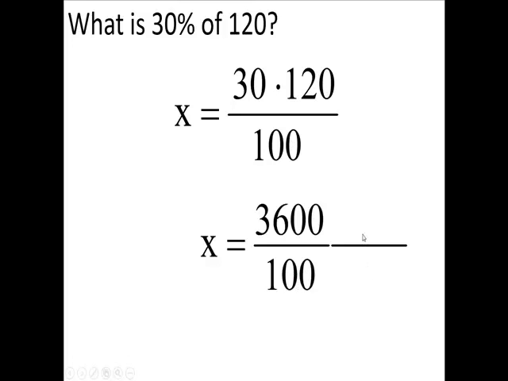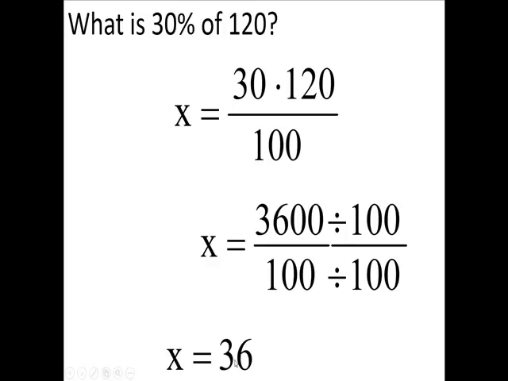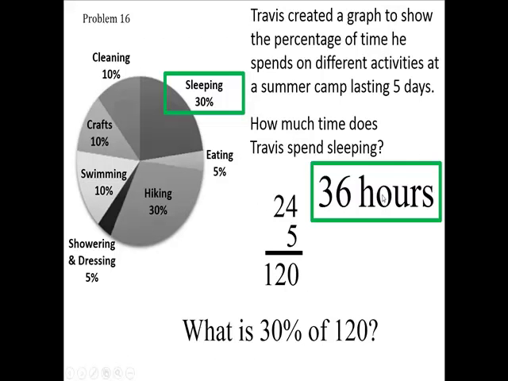And the reason I have this over here is I'm going to reduce this. 100 goes into both of these, doesn't it? Okay? So you're going to end up with 36. There will be 36 hours out of the 120. 36 out of the 120 hours. 36 hours.